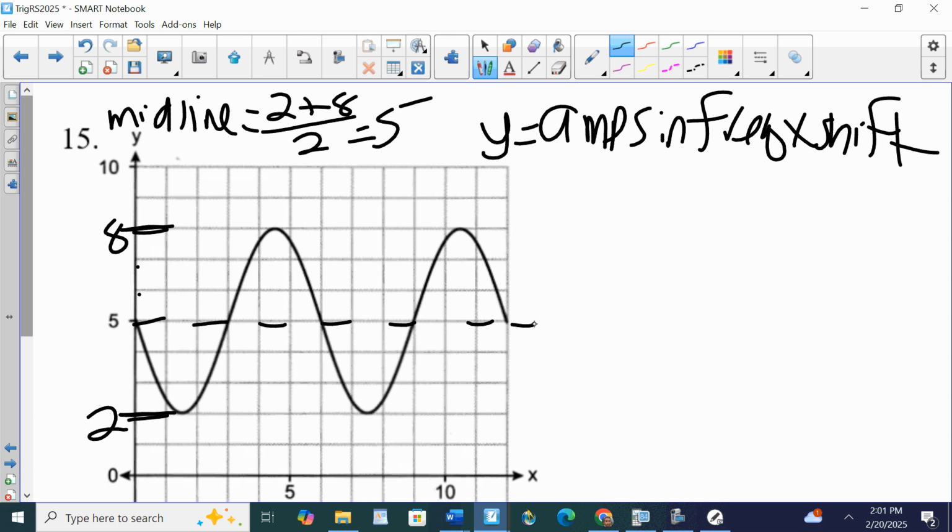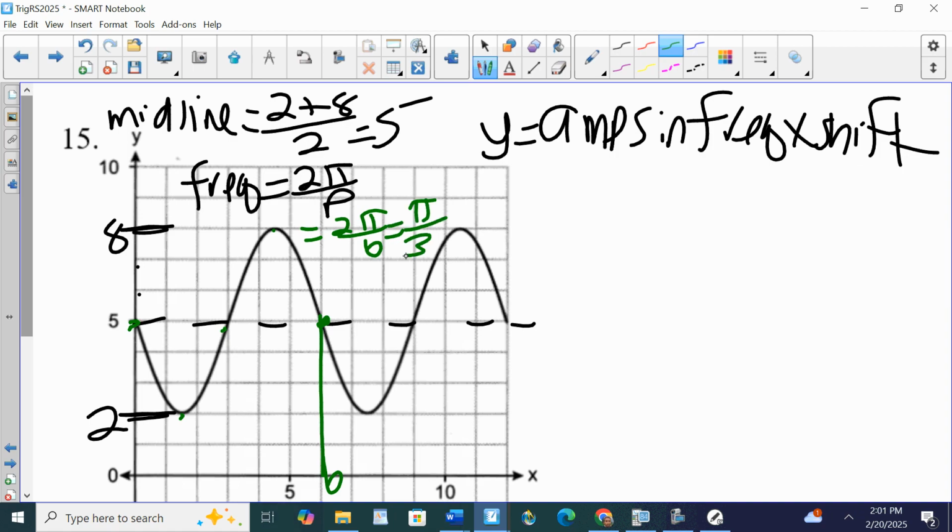Now the frequency is 2 pi over the period. The period is where the first full wave ends. This went midline, bottom, midline, top, midline. That is the end of the wave. The period is 6. So the frequency is 2 pi over 6, which reduces to pi over 3.